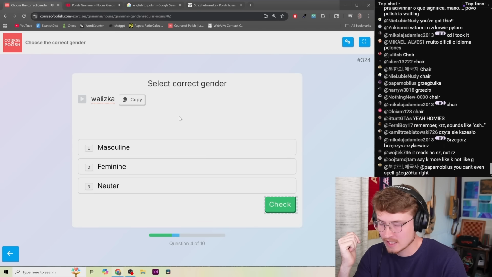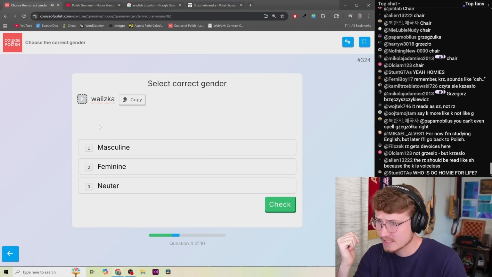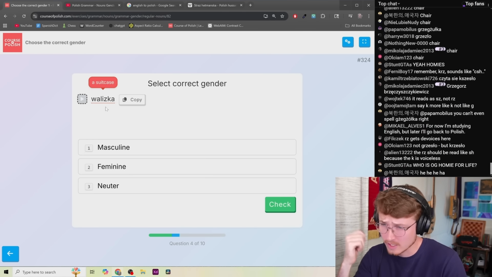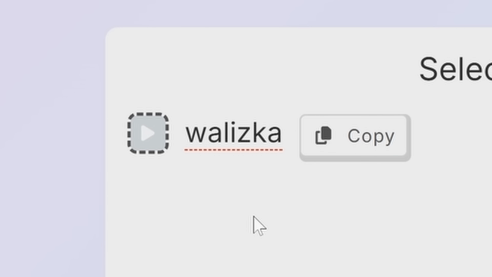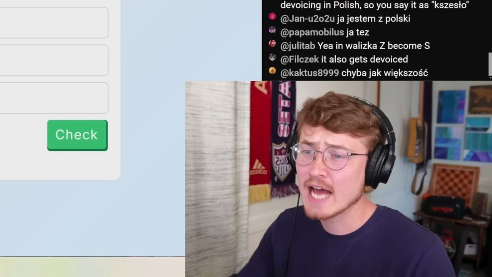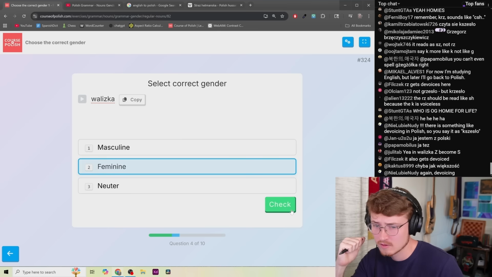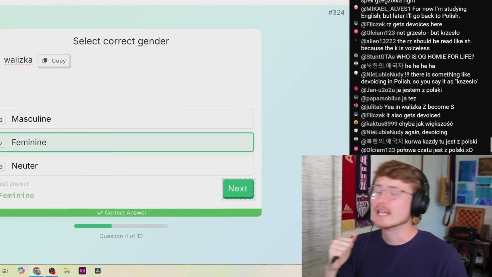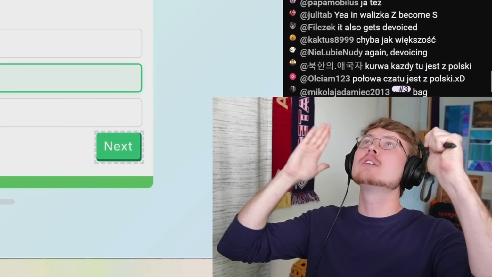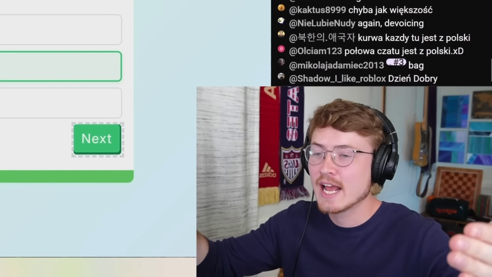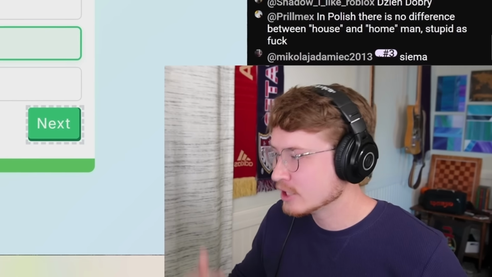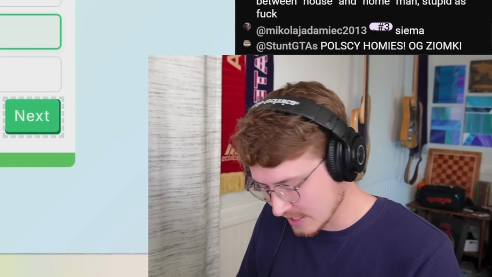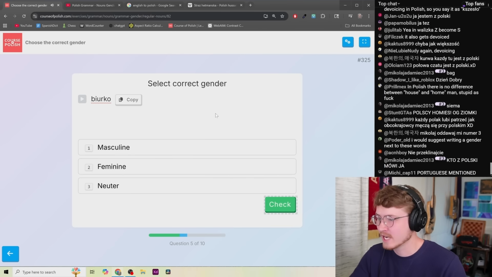Walizka. Walizka means a suitcase. Okay, that's a little bit obscure. So Z there is like more of an S sound. And that is going to be feminine. All right. So at least the rule is generally that when a word ends in an A, it's feminine, okay? Which coming from Spanish and Portuguese, that does make this a lot easier. I'm not gonna lie. We're 4 of 10 right now.